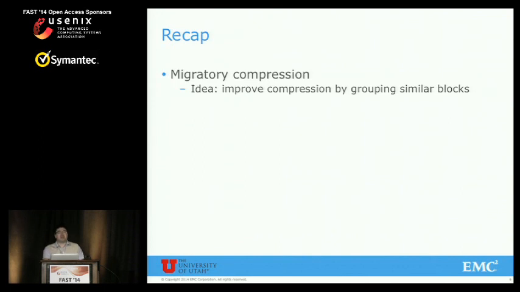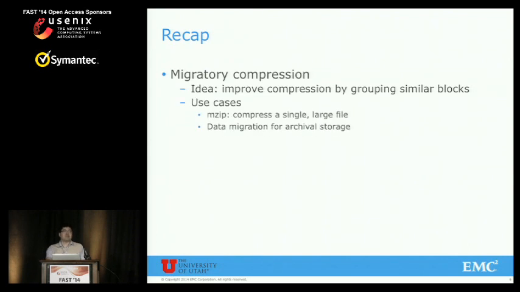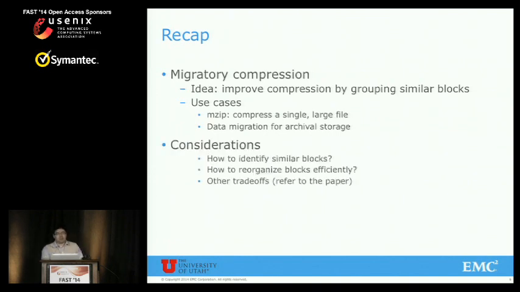Okay, so to recap, we propose migratory compression. The idea is to improve compressibility by grouping similar blocks. We mainly consider two use cases: MZIP, to compress a single large file, and data migration for archival storage. There are a few other considerations, such as how to identify similar blocks or how to reorganize the data blocks efficiently.